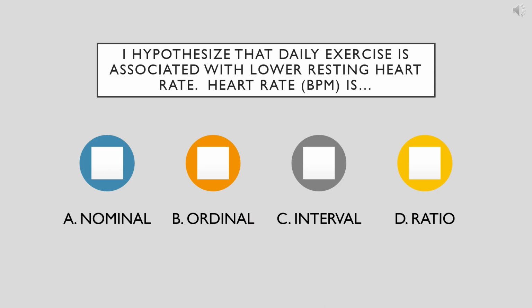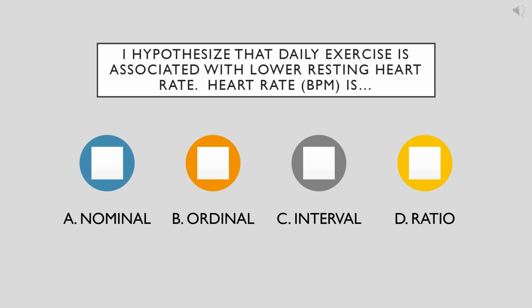I hypothesized that daily exercise is associated with lower resting heart rate. Heart rate, measured in beats per minute, is an example of what kind of scale of measurement? The answer is ratio. Why is that? Well, first of all, it's a number, right? Beats per minute is a number, so it's not nominal, that's just categorical data.